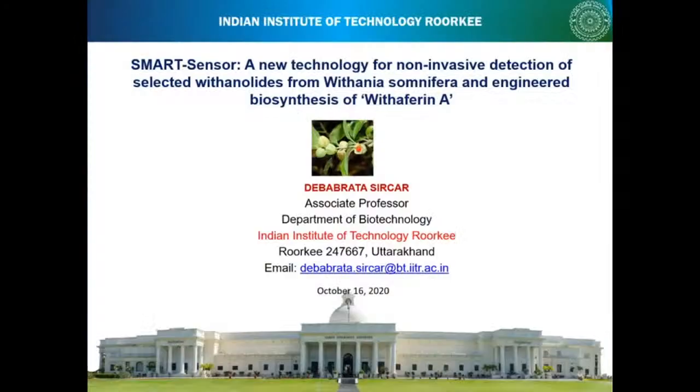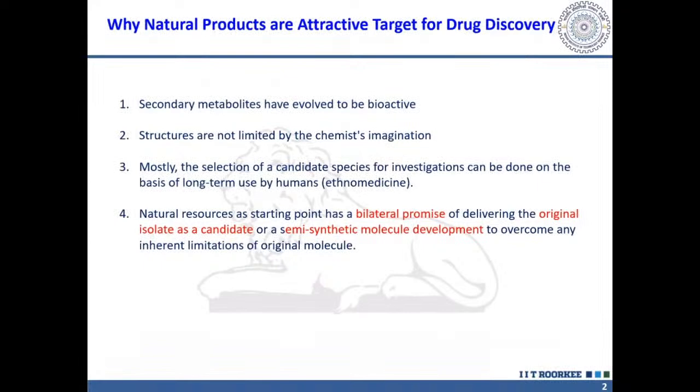Coming to the first question: why are natural products an attractive target for drug discovery, especially plant natural products? First, these natural products have evolved over decades to be bioactive. So with time, we are getting natural products with new bioactivities. Secondly, their structures are not limited to the chemist's imagination. There is a lot of structural diversity naturally produced by plants. Third, our ethnomedicine or ethnobotany can guide us to the most suitable plant to be used for curing the different upcoming diseases.